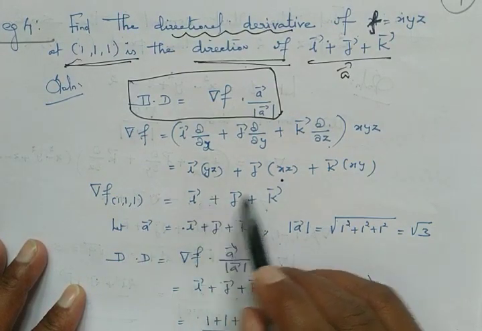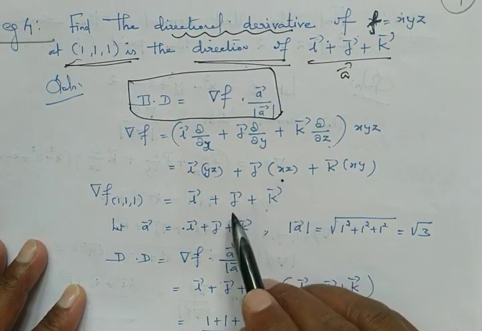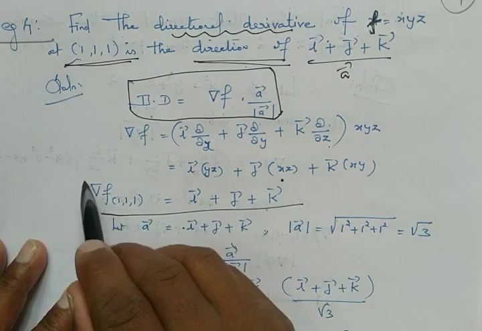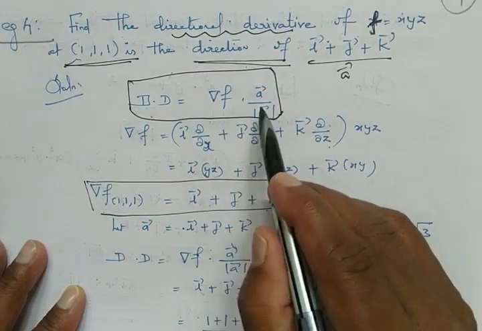1 into 1 becomes 1. Here x into z also 1, 1 into 1 only. So you are getting this del f. So del f, after you got it, to substitute in the formula we need one more term, which is a vector by modulus of a vector.